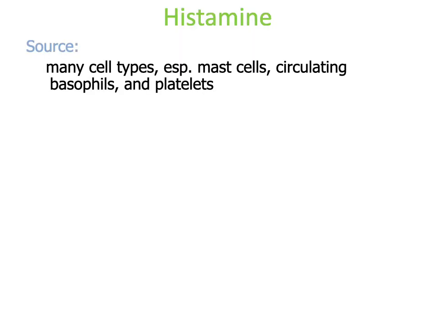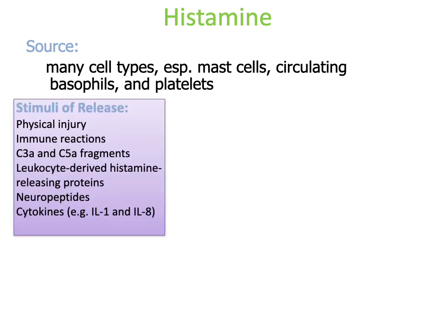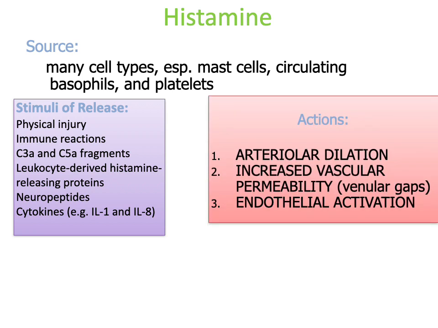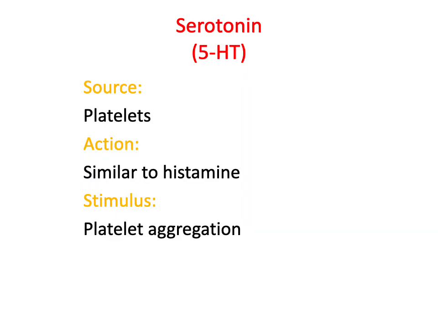Histamine is produced by many cell types, particularly mast cells and basophils, and we have different stimuli for release. One of its most important functions is to cause vascular dilation and increase vascular permeability. It is inactivated by histaminase. Another related vasoactive amine is serotonin, and this is produced by platelets. Its action is quite similar to that of histamine.